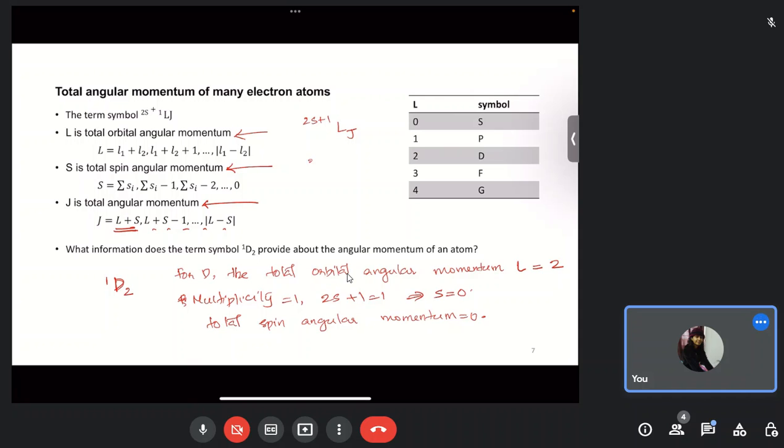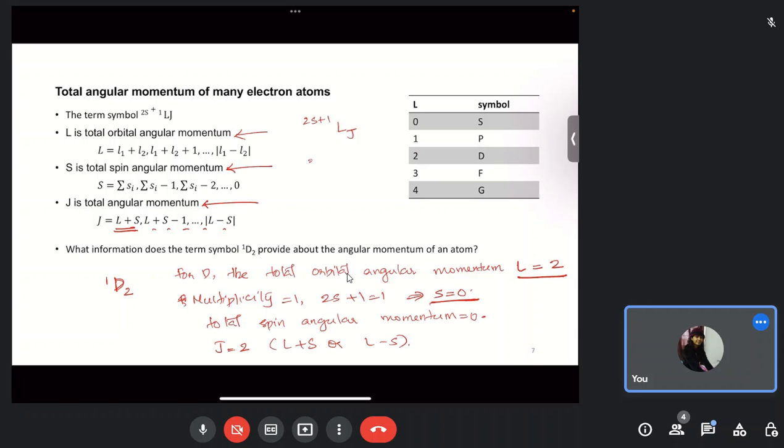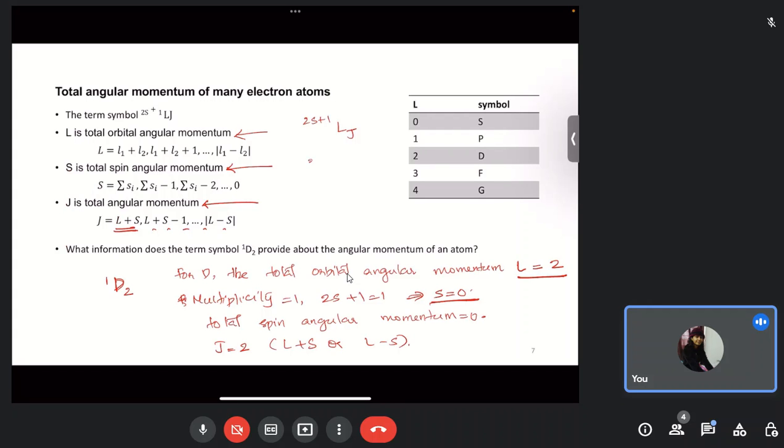Since we already have the L value and S value, we can find that the J value here is going to be 2, which is both L plus S and L minus S. So the total angular momentum is going to be 2 for this particular atom.